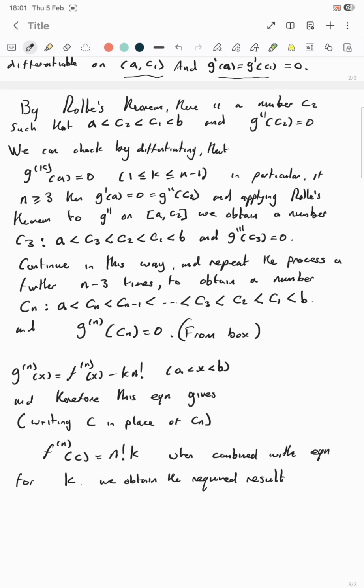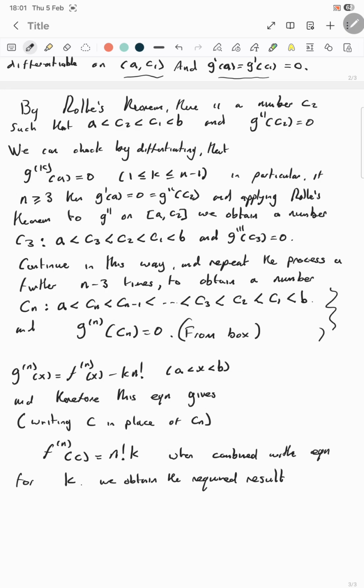In particular, if n is greater than or equal to 3, then g prime of a equals 0 equals g double prime of c2. And applying Rolle's theorem to g double prime on a, c2, we obtain a number c3 such that a is less than c3 less than c2 less than c1 less than b, and g treble prime of c3 equals 0, and we can continue in this way and repeat the process further n-3 times to obtain a number c of n such that this from the box above.